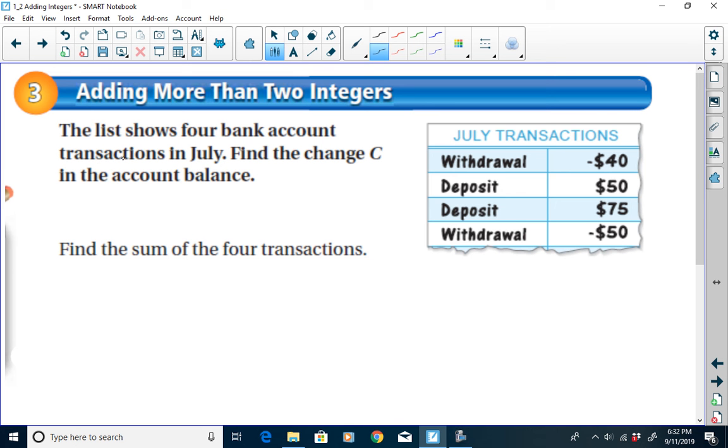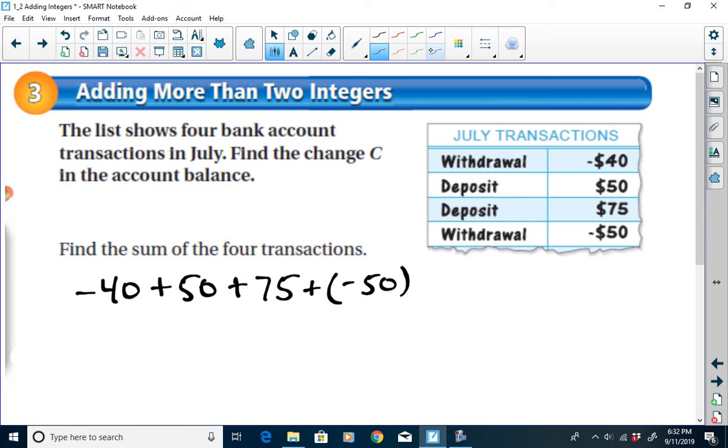Next example, if we're adding more than two integers, the list shows 4 bank account transactions in July. Find the change C in the account balance. In order to do that, we have to find the sum of the 4 transactions. So if we have a withdrawal, which is negative 40, then I'm adding $50 because that's a deposit. Then I have another deposit of 75, so we're adding that. And then we're taking away 50, so I'm adding a negative 50 to that amount.